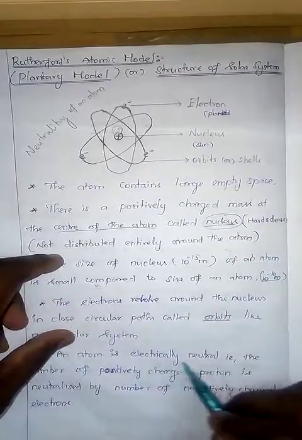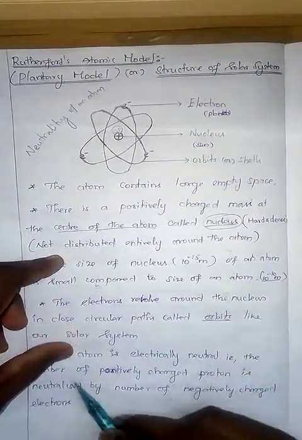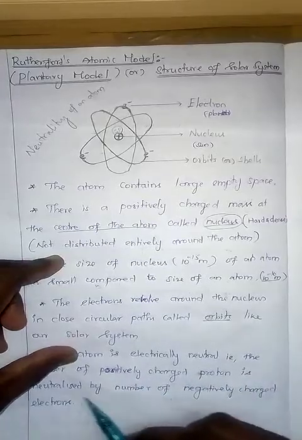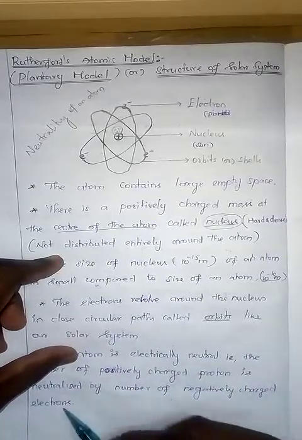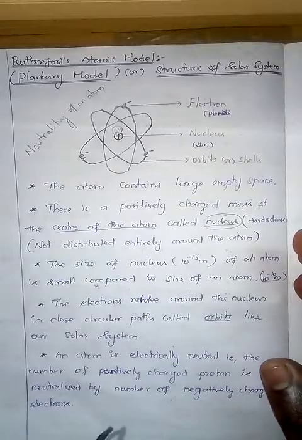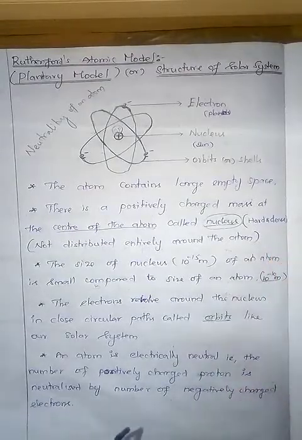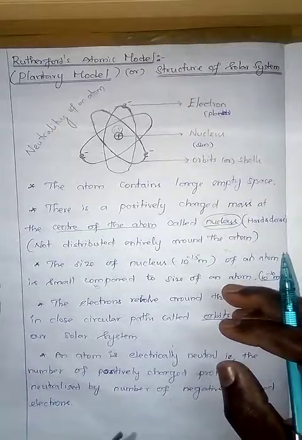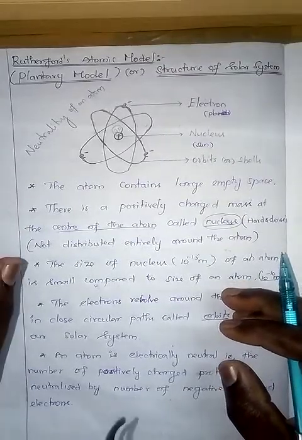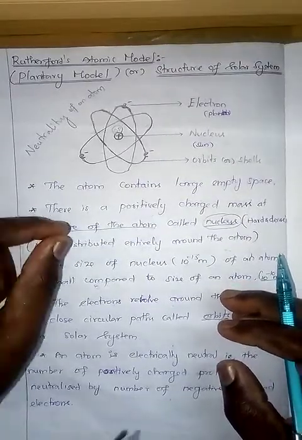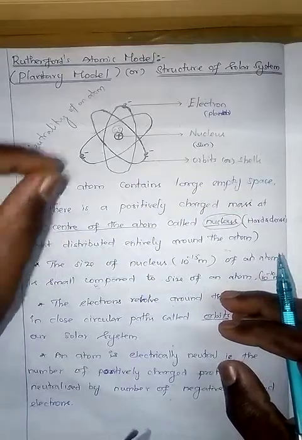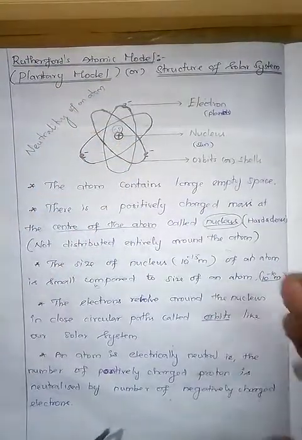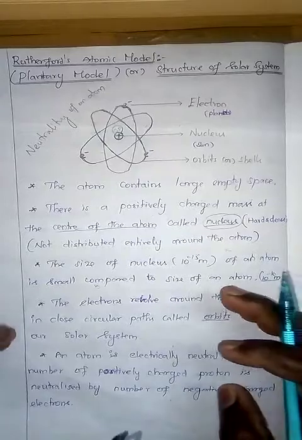An atom is electrically neutral, that is, the number of positively charged protons is neutralized by the number of negatively charged electrons. I hope this idea is very helpful in learning about atoms. Why is an atom neutral? The number of positive protons is exactly equal to the number of negative electrons. That is what you should be very clear about.